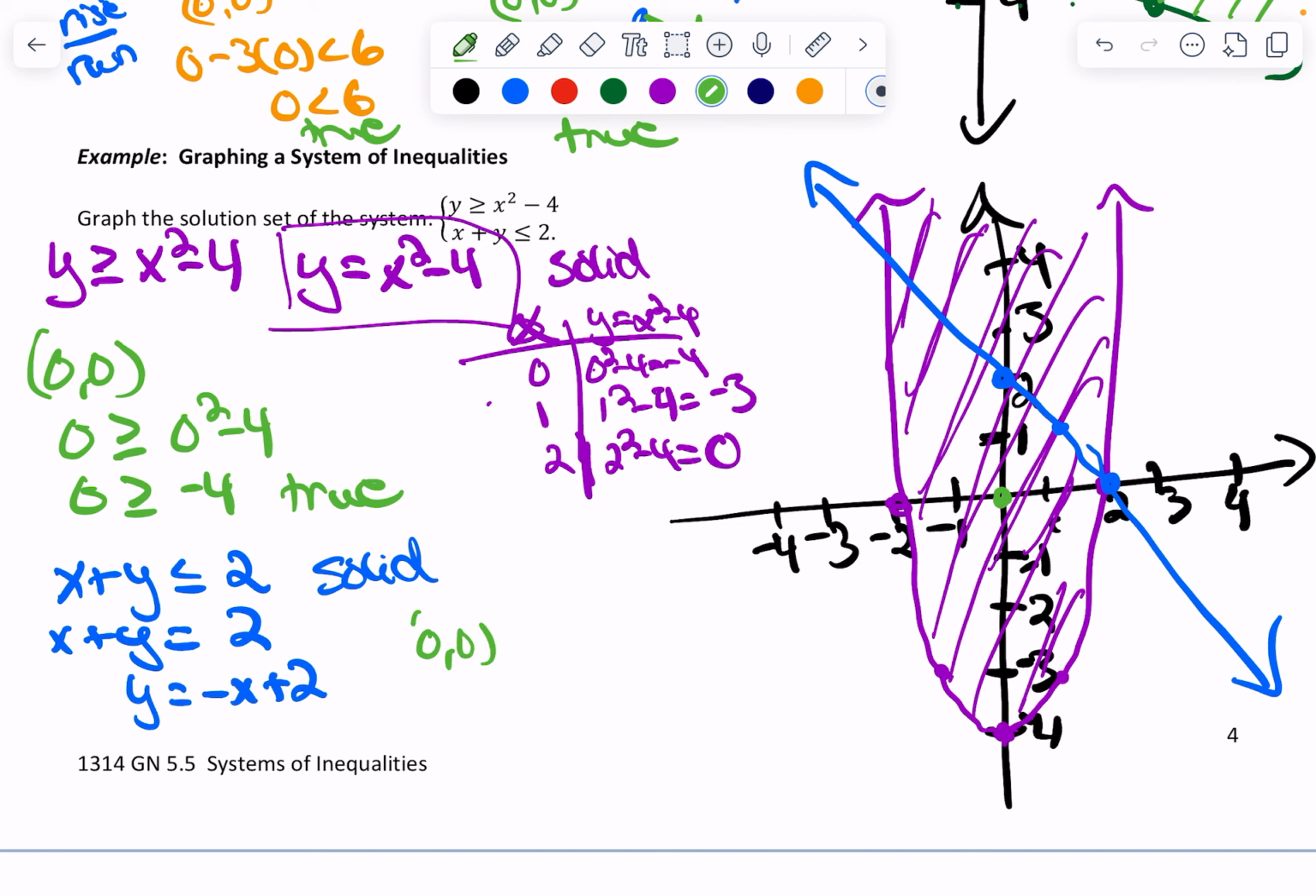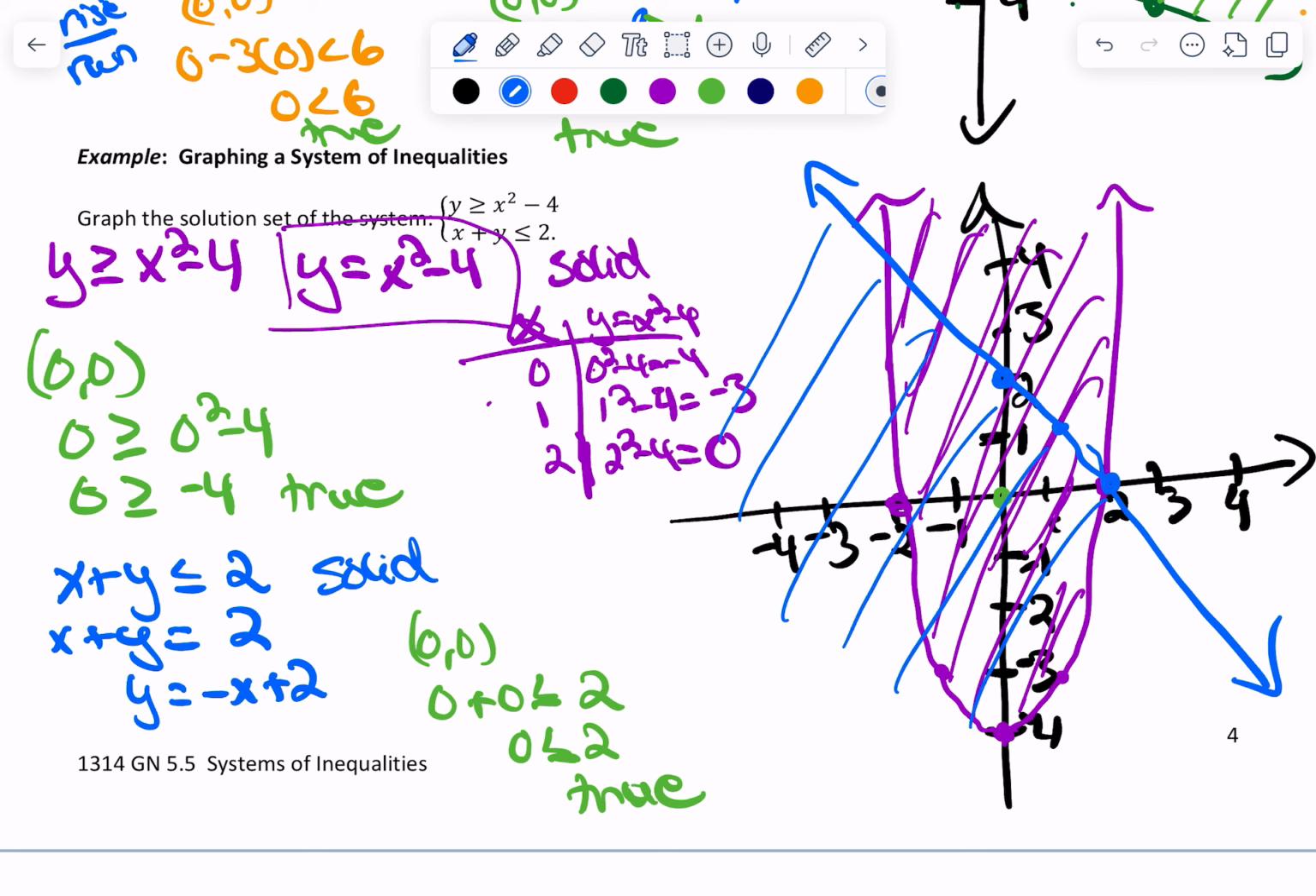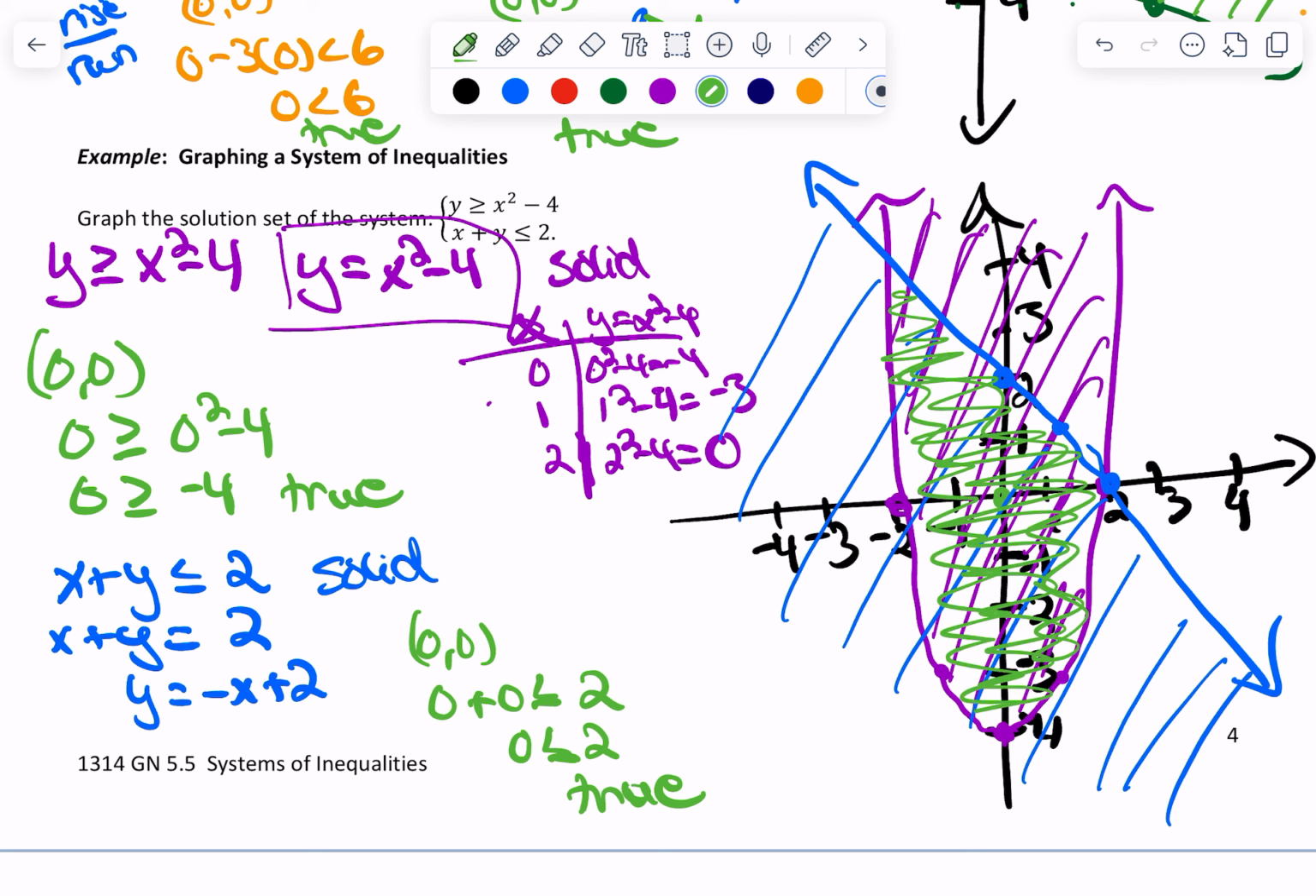Now we can still use the 0, 0 as a test point. So 0 plus 0 is less than or equal to 2. Yes, that is true. So we are shading the side where the 0, 0 is. So now we can see that this area here is the solution to this system, because that's the part that is shaded by both.